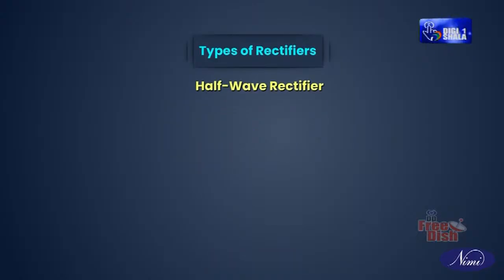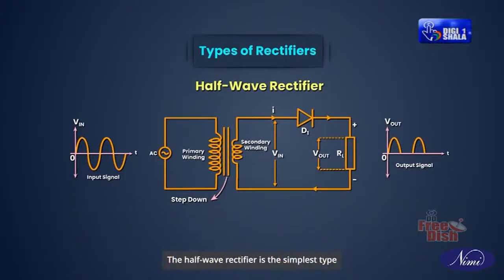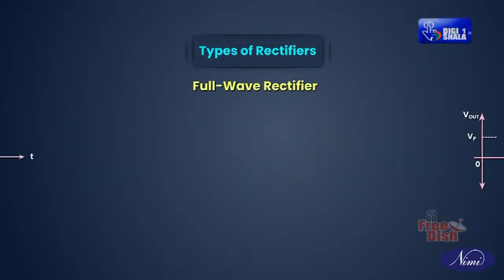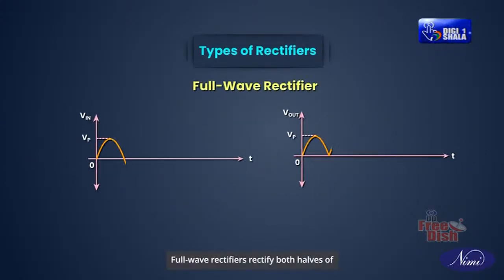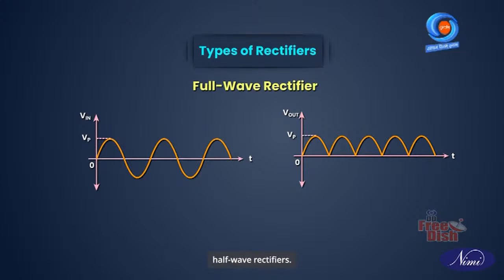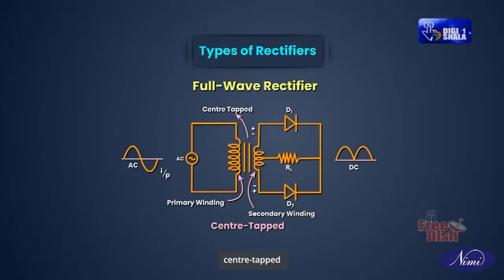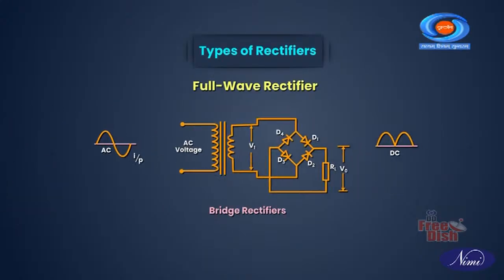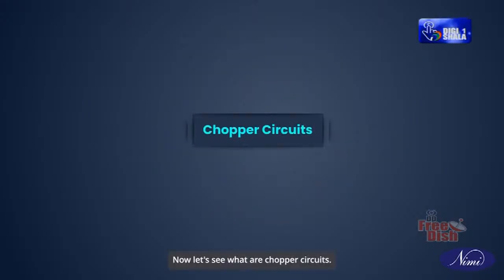Half-wave rectifier. The half-wave rectifier is the simplest type of rectifier and consists of a single diode, an AC source, and a load resistor. Full-wave rectifier. Full-wave rectifiers rectify both halves of the input AC waveform, resulting in a smoother DC output compared to half-wave rectifiers. There are two main types of full-wave rectifiers: center-tapped and bridge rectifiers.